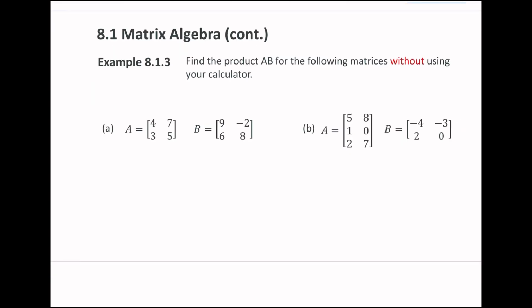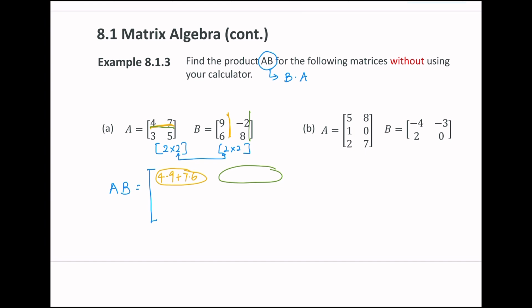So let's work on this problem. We need to multiply A times B. The book says only A times B, but we're going to check B times A as well. So we have A 2 by 2, B 2 by 2, and the inner numbers are the same, so the result is the outer numbers. So A times B equals, and when we multiply, we need to multiply row by column. The first row and first column is going to be here, and that is 4 times 9 plus 7 times 6, and then first row, second column: 4 times -2 plus 7 times 8.